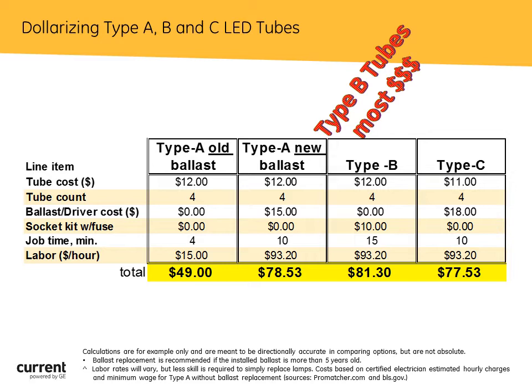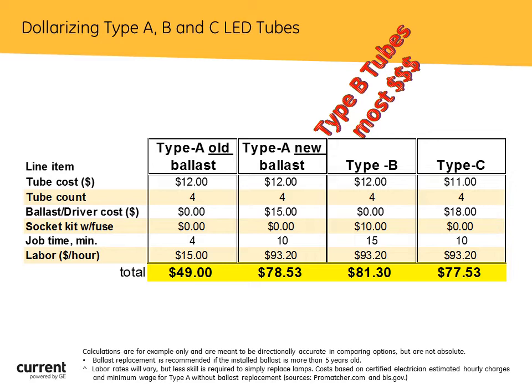Job times are in minutes, so I've got 4 minutes to just simply swap out a bulb with the old ballast for Type A. For Type A with a new ballast, I got to swap the bulb and put a new ballast. I've got 10 minutes. Type B, I've got the toughest because there's a lot of rewiring, 15 minutes for that. And then Type C is just like Type A with a new ballast, 10 minutes.